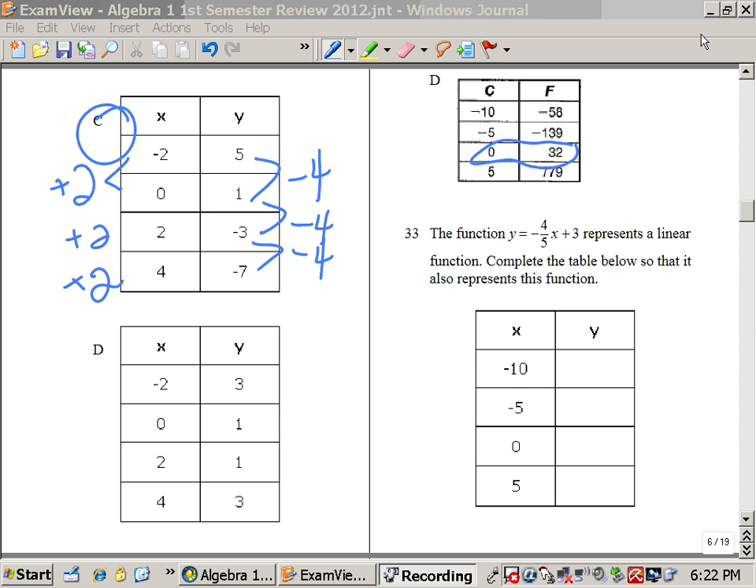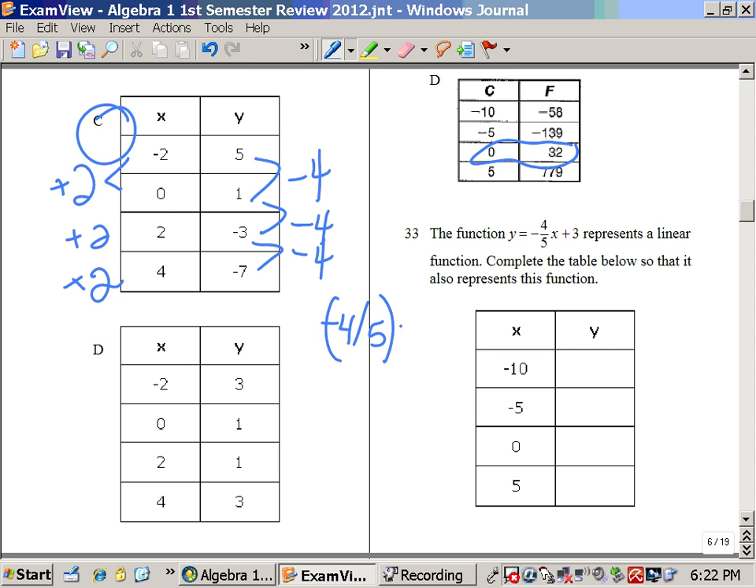Number 33, I'm going to basically do the same thing for each problem. I would definitely be using my Inspire calculator if I had one. So negative 4/5 times negative 10 plus 3. 5 goes into 10, negative 2. 8 plus 3 is 11. Negative 4/5 times negative 5 plus 3. That cancels, giving me negative 1. 4 plus 3 is 7.